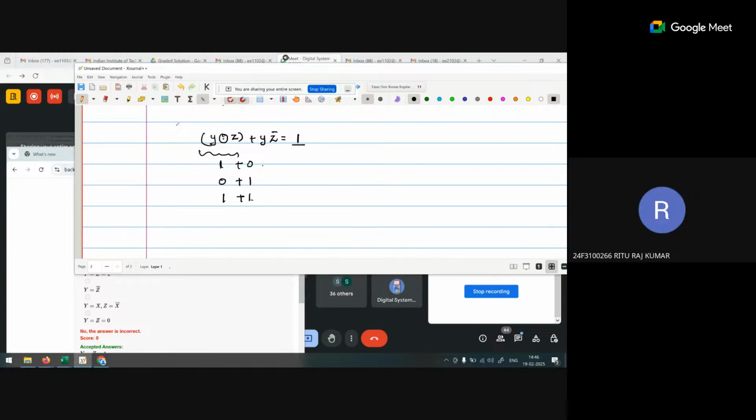So suppose we check the middle condition, 0 plus 1. In this scenario, we say that y is equal to z bar and both are 1. Now if you see the options, this option is not available. Only y is equal to z bar is an available option, but y is equal to z bar is equal to 1 is not available. Then we can't pick this particular second option.